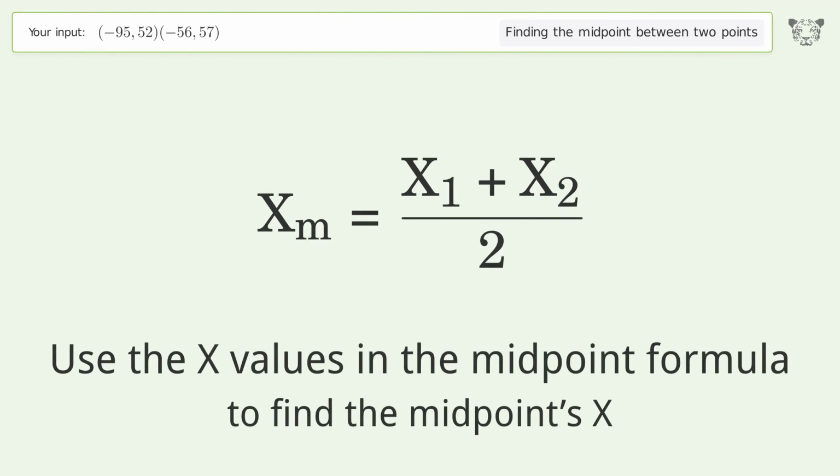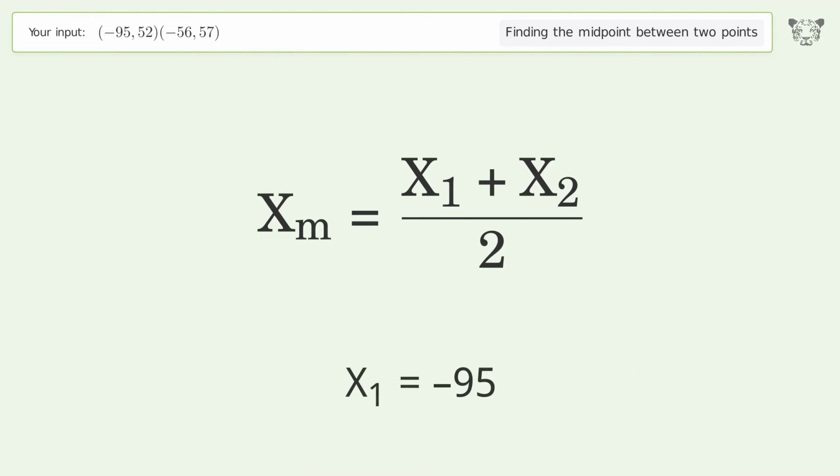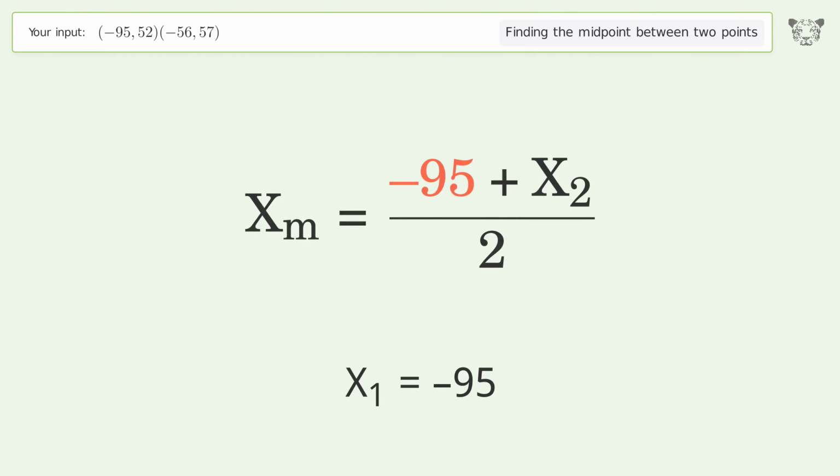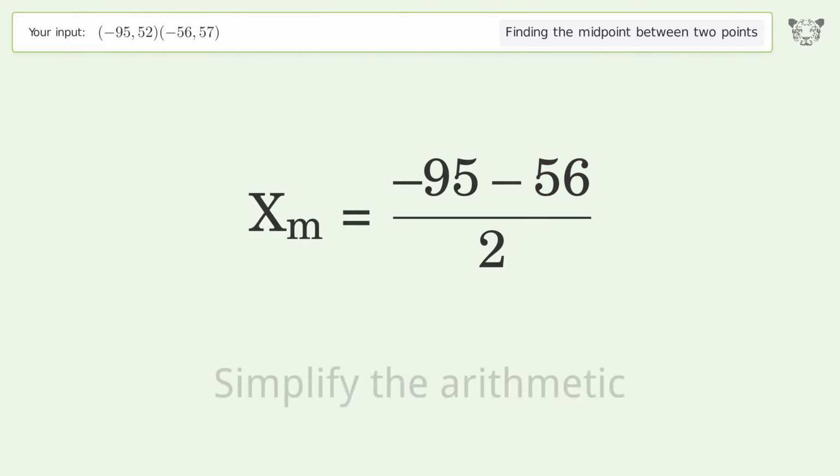Use the x values in the midpoint formula to find the midpoint's x. x1 equals negative 95. x2 equals negative 56. Simplify the arithmetic.